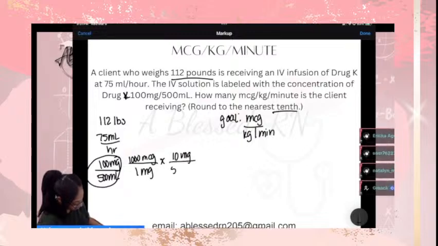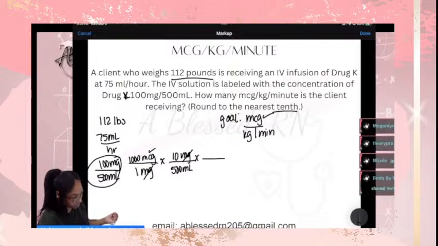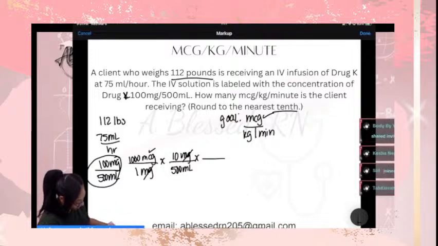So 10 milligrams over 500 mLs. Milligrams crosses out. Okay, so we've already got one goal crossed off. So now we need kgs and minutes at the bottom. So let's continue. We've got milliliters at the bottom, so we need milliliters at the top. So let's go here. We'll do 75 mLs per hour. Milliliters crosses out. Now we got hour at the bottom.